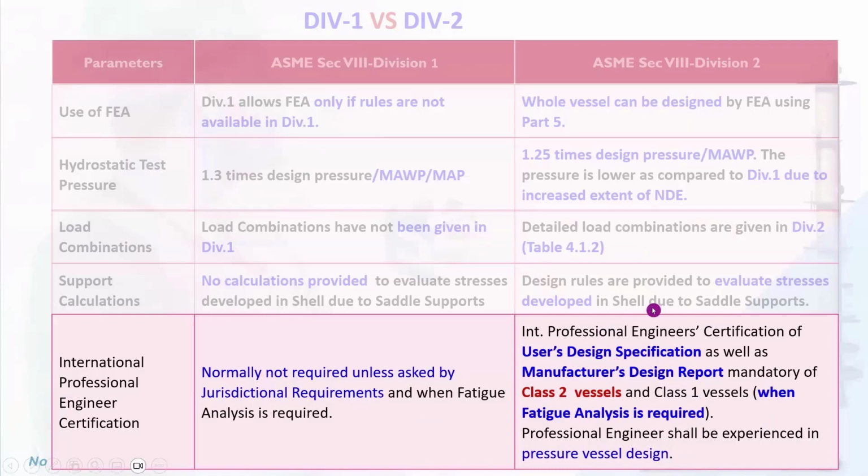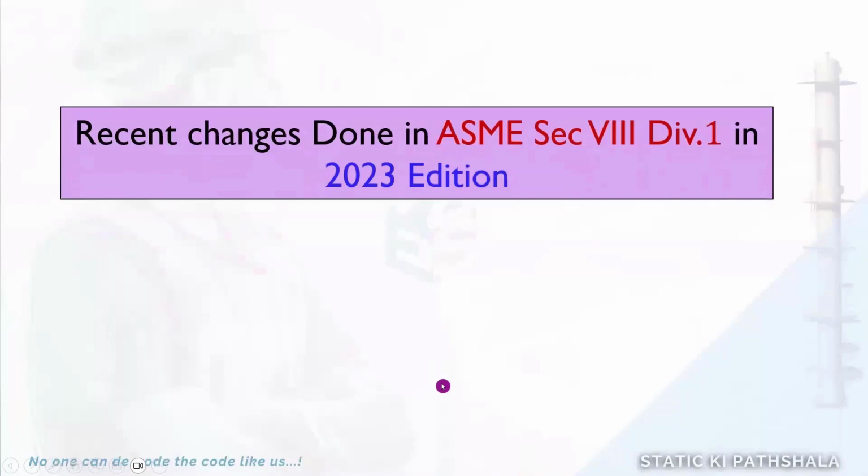You cannot use the same professional engineer for the UDS and for the manufacturer design report, right? Because that will be a conflict of interest. The UDS is the document which will be submitted to you by the customer. So the customer has to engage some PE, and that PE has to certify the requirements. After that, the manufacturer is going to perform the calculations, and those calculations will be approved by another PE. So if there is a fatigue analysis, 2 different PEs are required. That is also a very important thing.